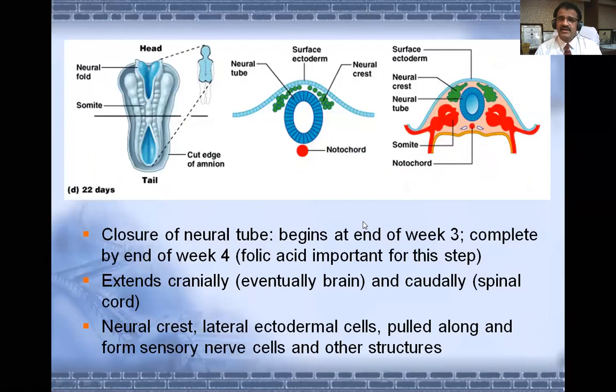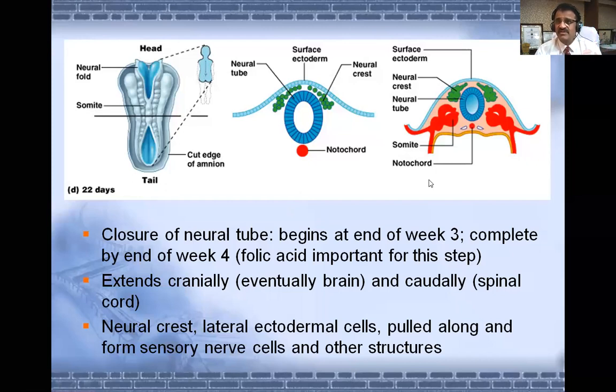Here you can see closure of the neural tube, which begins at the end of the 3rd week and is complete by the end of the 4th week. It extends cranially, that is the brain, and caudally, the spinal cord. Neural crest: lateral ectodermal cells pull along and form sensory nerve cells and other structures. So this is the formation of the nervous system. I'm showing you the stages of formation of the nervous system, what is called neurulation.